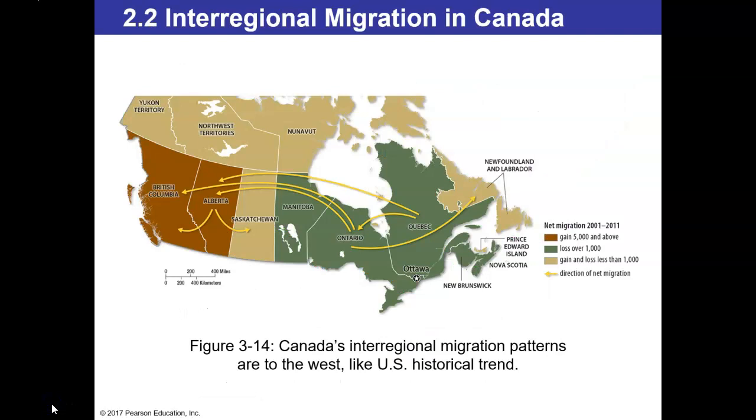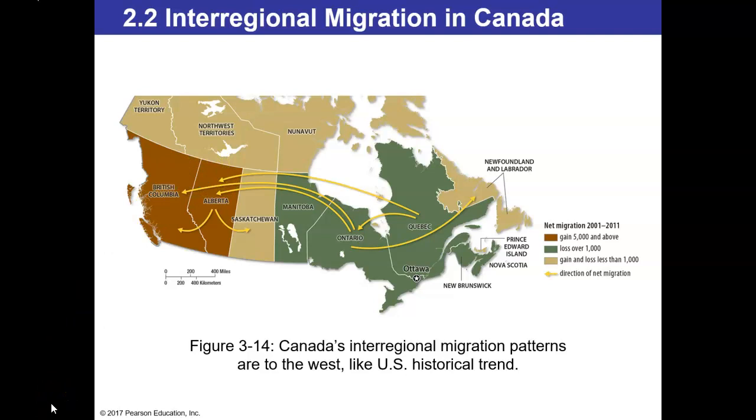Now that we've looked at interregional migration patterns in the United States, we're going to compare that to interregional migration in other parts of the world. First, let's look at interregional migration of Canada. Figure 3-14 on page 88 of your textbook will show that almost all of net in-migration is experienced by the Western provinces.